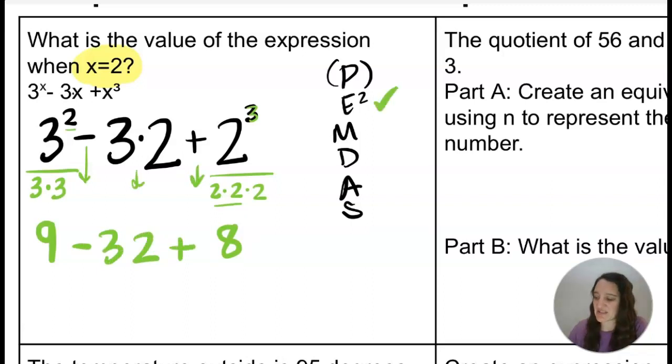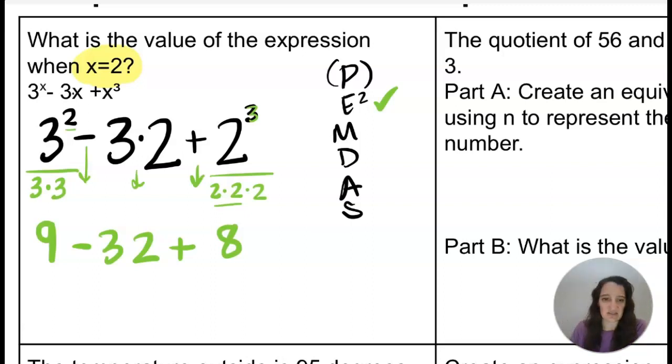Okay, so we've done exponents. There is multiplication, so I'm going to do, oh, good thing I saw that. I'm going to multiply next. 3 times 2 is 6. So now I bring everything else down. Done the multiplication. There's no division. So now I'm on to add and subtract. I do that from left to right.